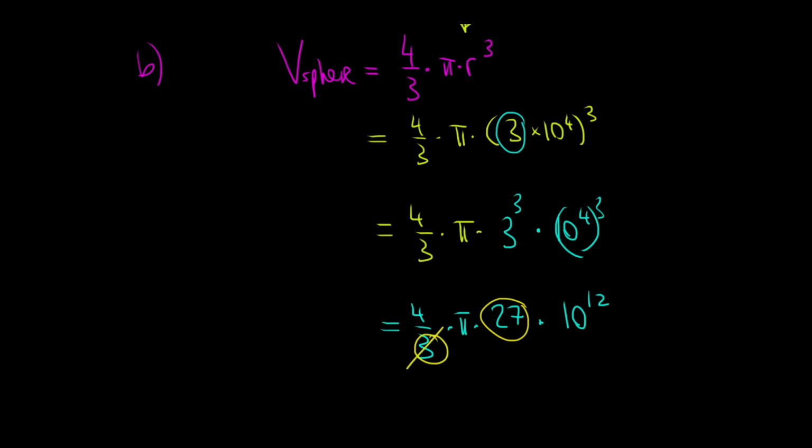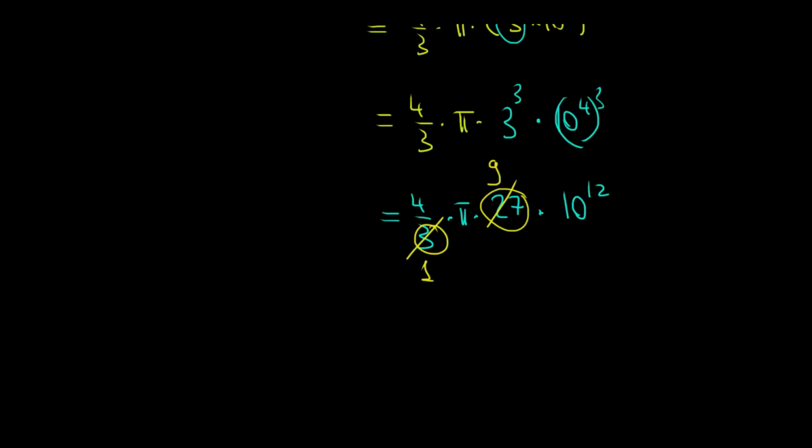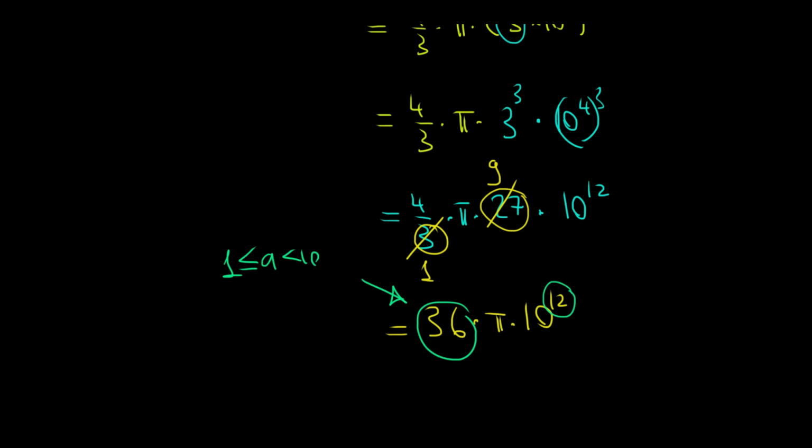27 and 3, they both divide by 3. That's going to be 1, and here you have 9. So now you have 4 times 9, which is going to be 36, times pi times 10 to the power 12. Are we done? Not yet, because I do have a certain k and I do have a certain a, but this a is above 10 and I need my a to be between 1 and 10.